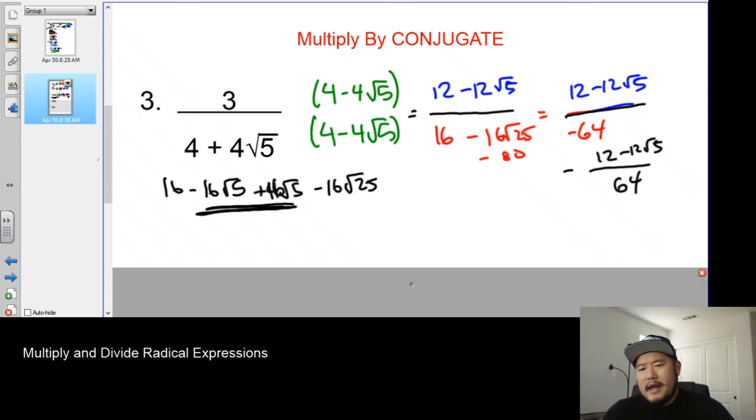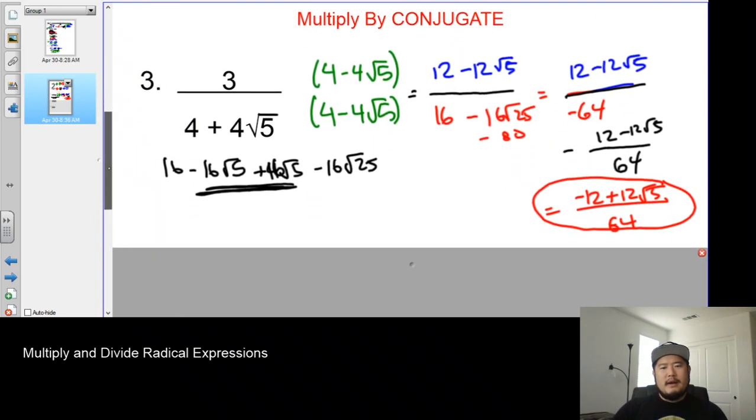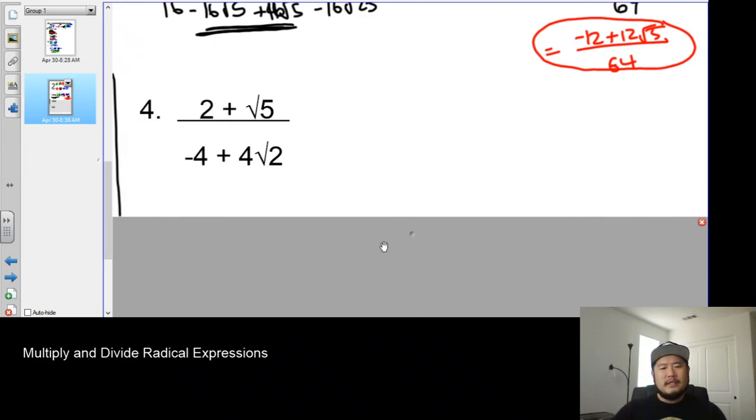But if you don't want the negative, what you could do is bring it to the side and then distribute it out. And what you'll notice is that your answer will be negative 12 plus 12 rad 5 over 64. And this may be a more acceptable answer later on in the future. Okay, so both of these are the same. It all depends on how the format is. What we normally don't want is this one right here. We do not want a radical in our denominator. And that right there is multiplying by the conjugate.